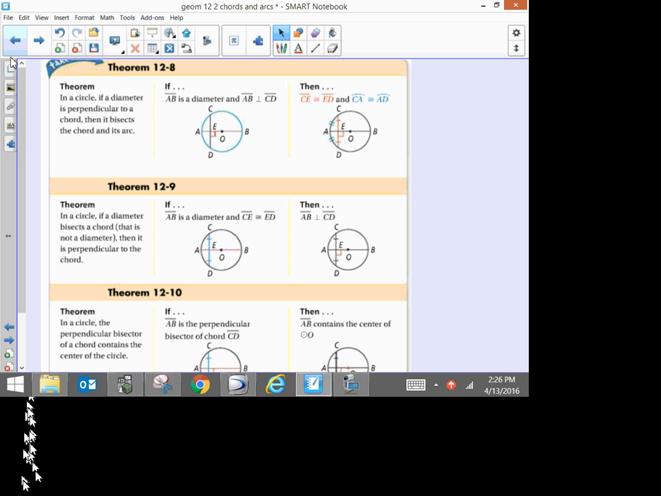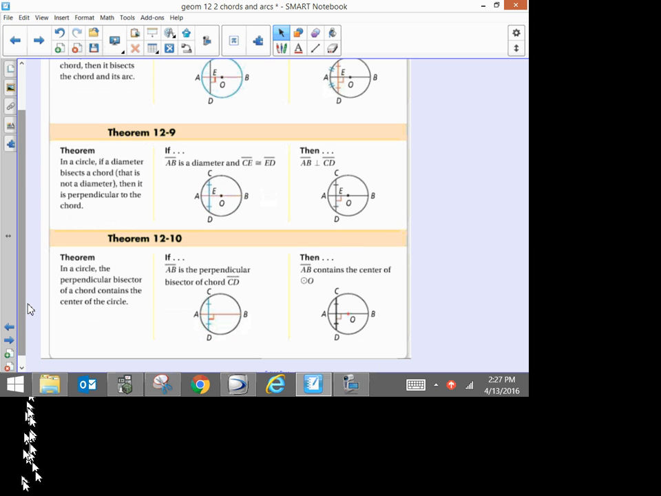Okay, there's 3 that go here. Now look for a common theme. In a circle, if a diameter is perpendicular to a chord, then it bisects the chord and its arc. So we've got a diameter, which remember is also a radius. If you've got a perpendicular, you've got your bisected base, your segment there, and your arc.